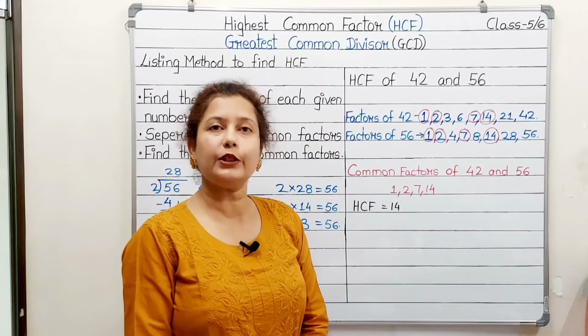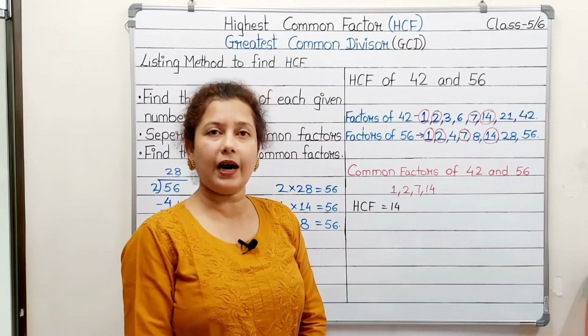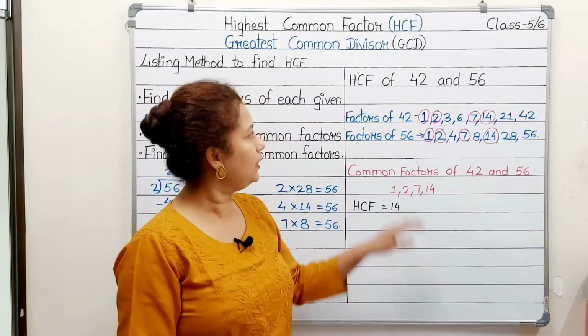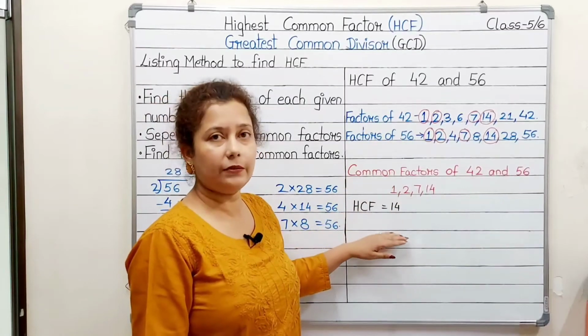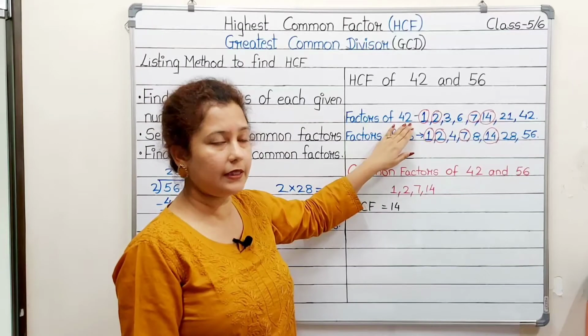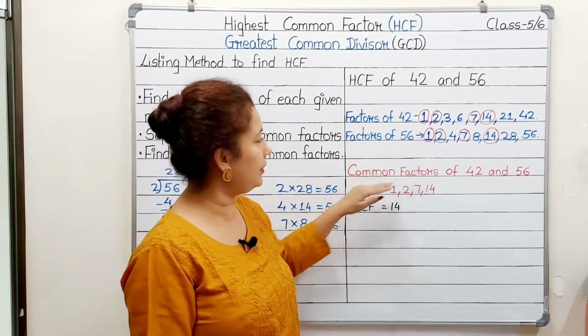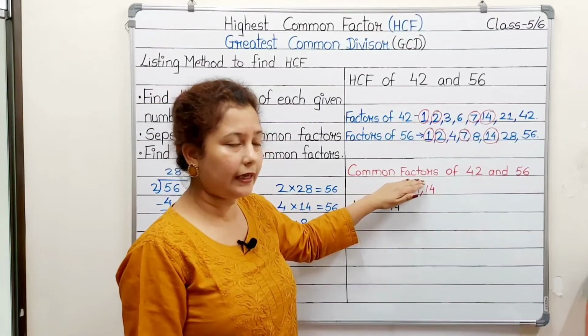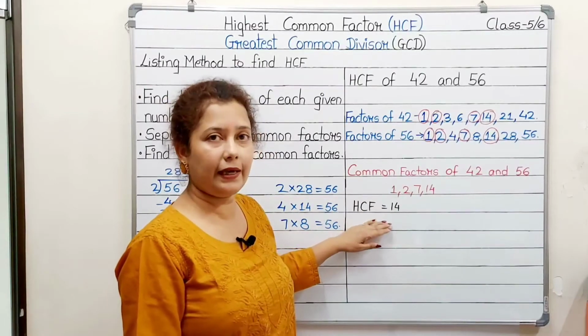In maths, it is important to write the steps because you get marks for each and every step. So you have to remember which steps to write. First, you will write the factors of the first number, factors of the second number, then common factors of those numbers, and last will be the HCF.